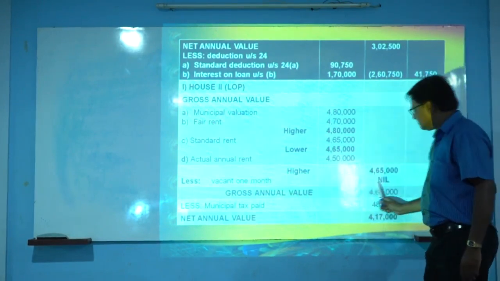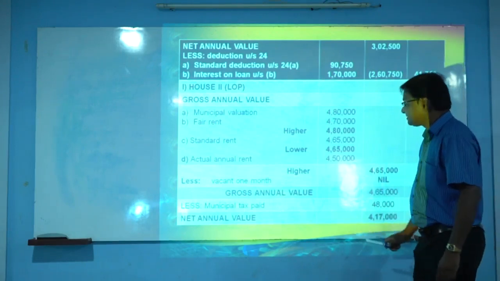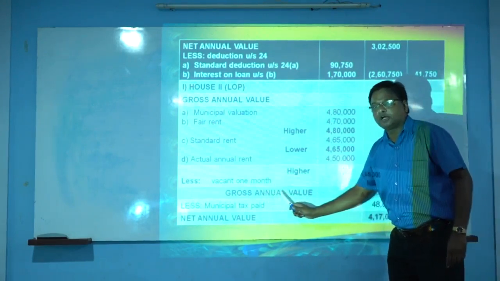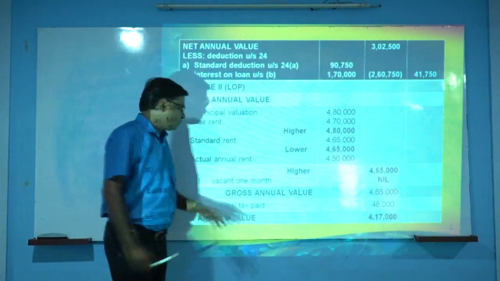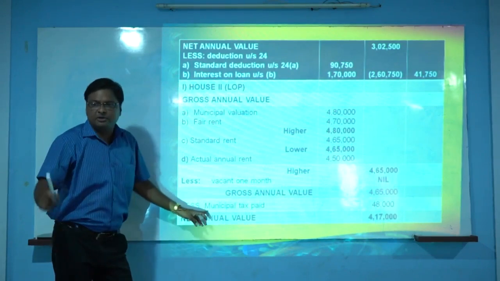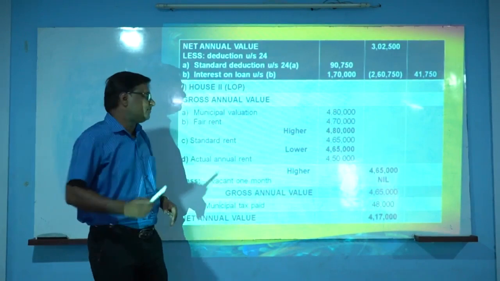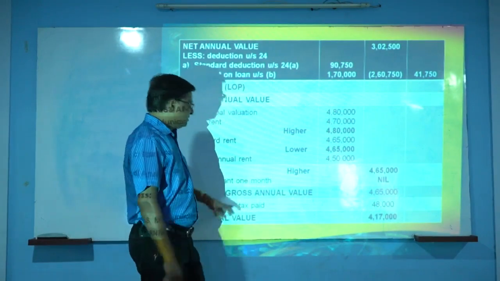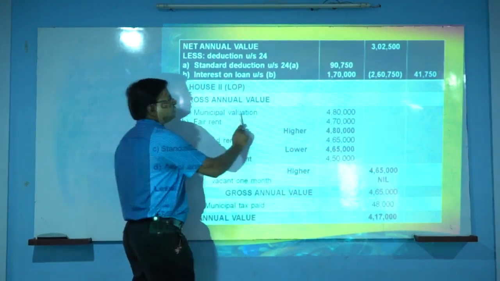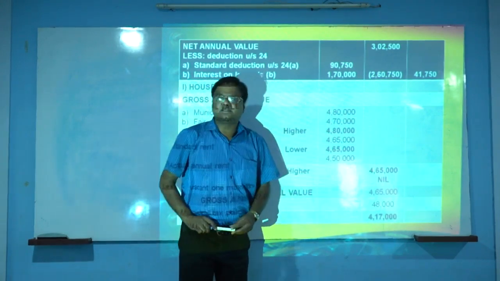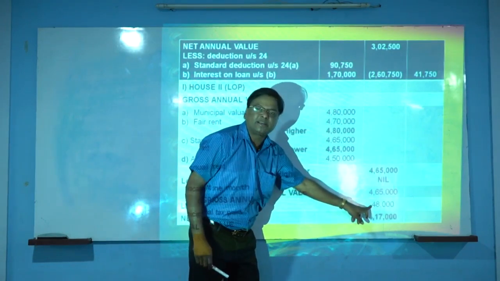त्यातनं व्हॅकंट असेल तर वजा करावं लागतं. व्हॅकंट काही नाही आहे, बॅलन्स राहतो 4,65,000. तर ही रक्कम आहे ग्रॉस एन्युअल व्हॅल्यू. It is called a gross annual value. From that gross annual value we have to take municipal tax paid for the second house also. That percentage of municipal tax is given 10%. Then we have to calculate 10% of municipal valuation. Municipal valuation of this second house is given 4,80,000. Then 10% of 4,80,000 comes to rupees 48,000.